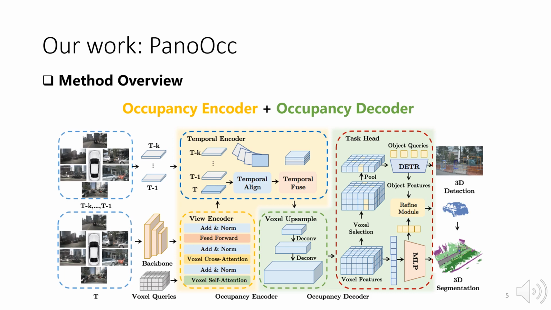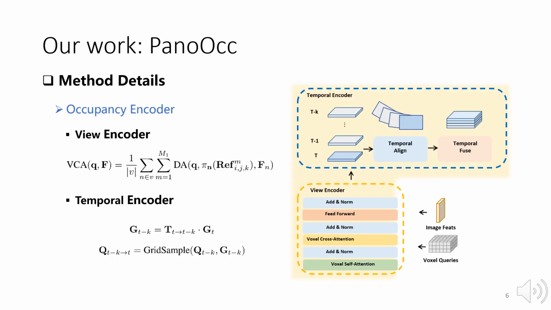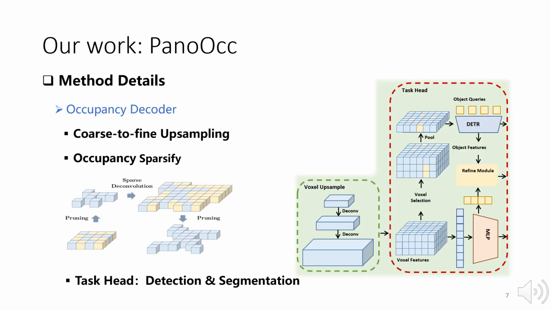Here is the comprehensive architecture of our approach, which takes multi-view images as input and outputs panoptic segmentation of the 3D scene. In the occupancy encoder, we employ voxel queries to transform two-dimensional image features into three-dimensional voxel features. In the temporal encoding layer, we utilize voxel points for temporal alignment, enabling the integration of information from historical frames into the current frame. For the occupancy decoder, we employ coarse-to-fine upsampling and explore the idea of layer-wise pruning to achieve sparse computation of three-dimensional features.